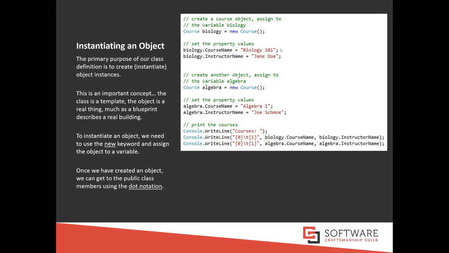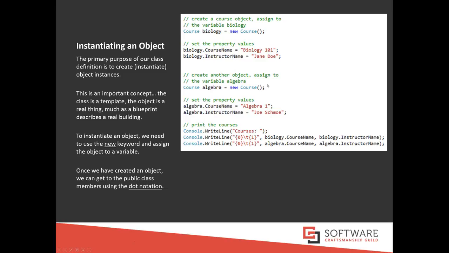So I can say biology, which is the name of our variable that contains an empty course, biology.CourseName. I would like to take the course name property of the object in the biology variable and set it equal to the string "Biology 101." Then I would like to take the instructor name of the biology instance and set it to "Jane Doe." Then we can drop down and let's create another course.